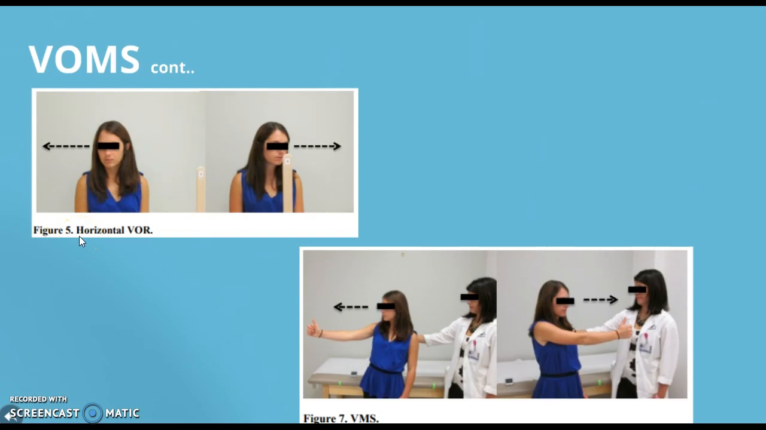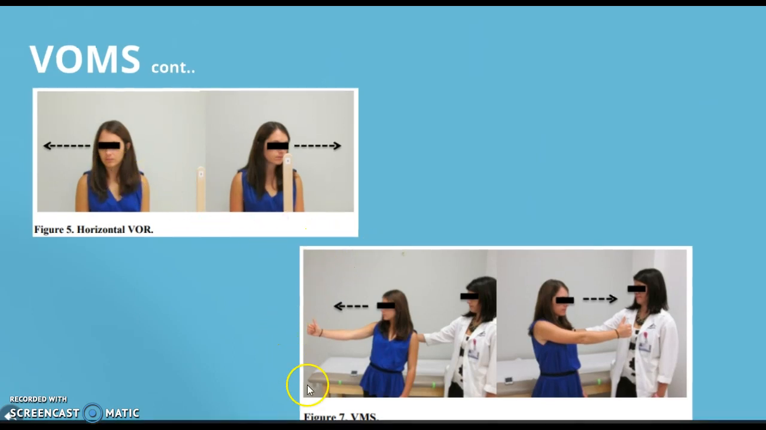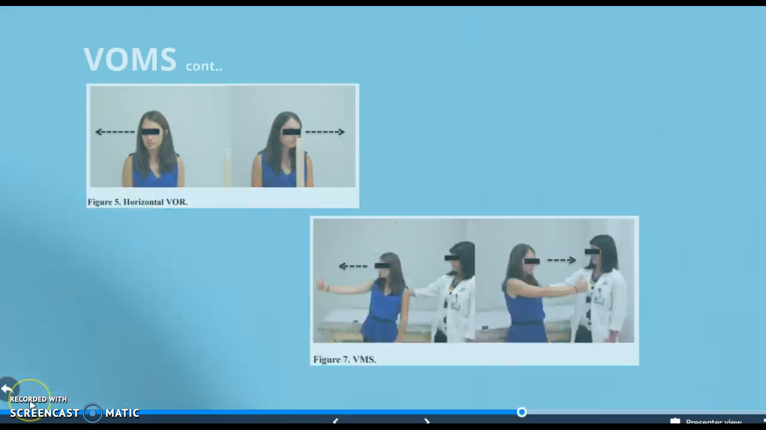The fifth test is horizontal vestibulo-ocular reflex, where the patient will have their eyes fixed on the top of the tongue depressor and move their head from left to right. The last test, you will have your patient fix their eyes on their thumb as they move from one side to another as fast as they can 10 times.